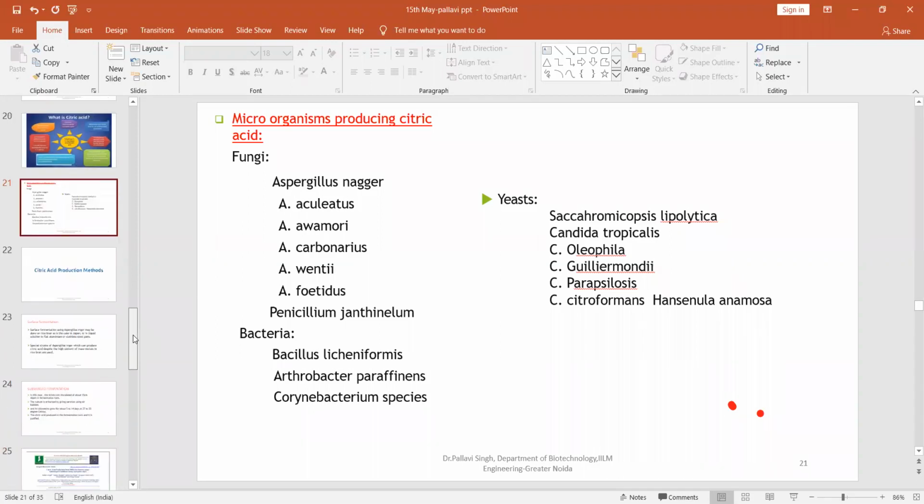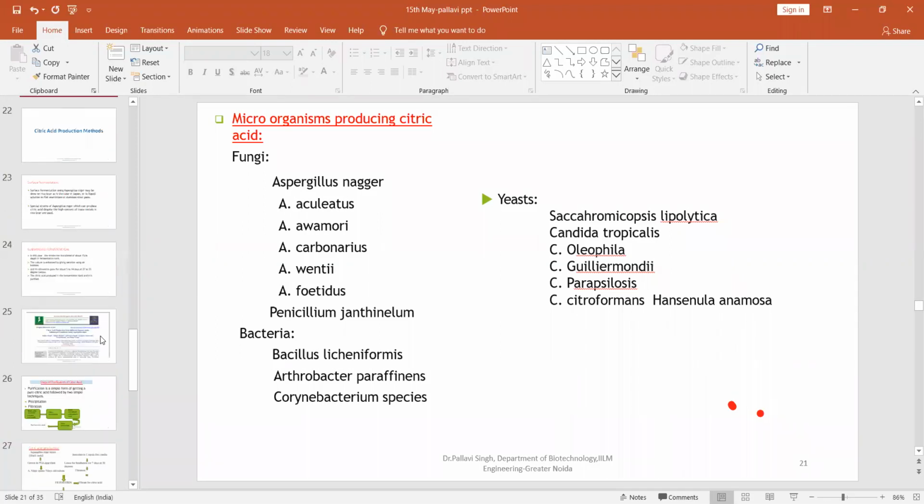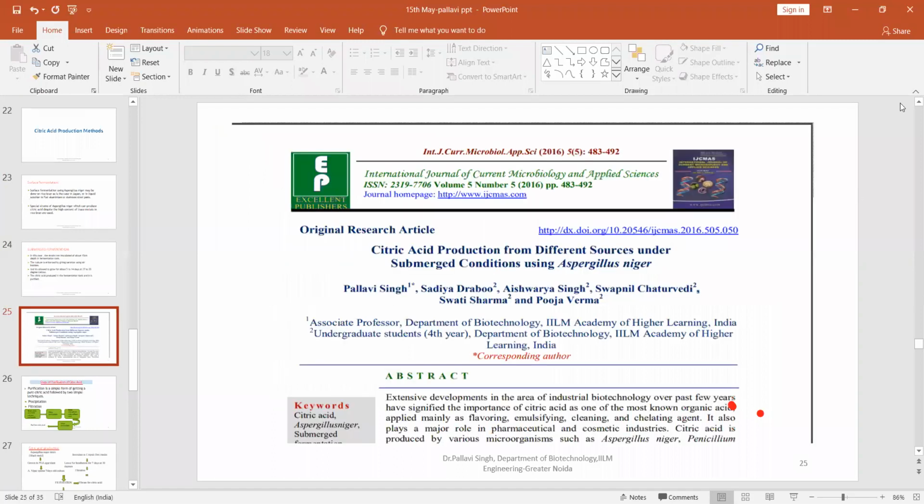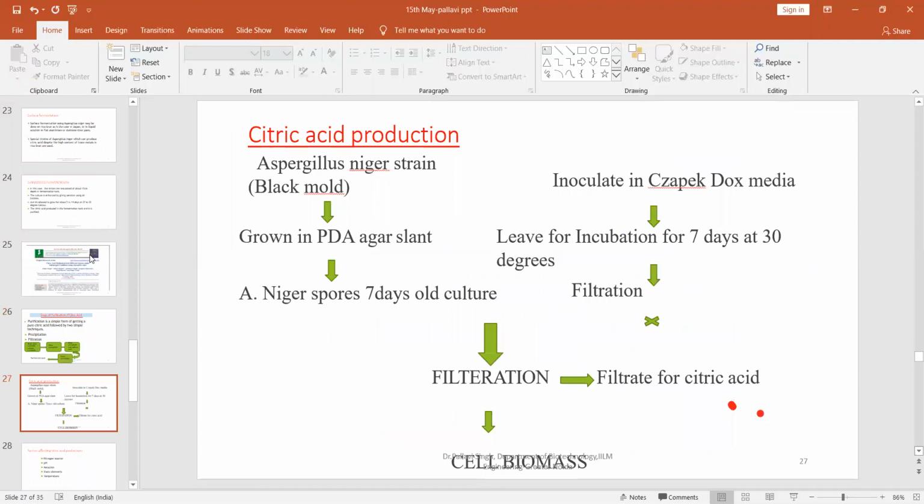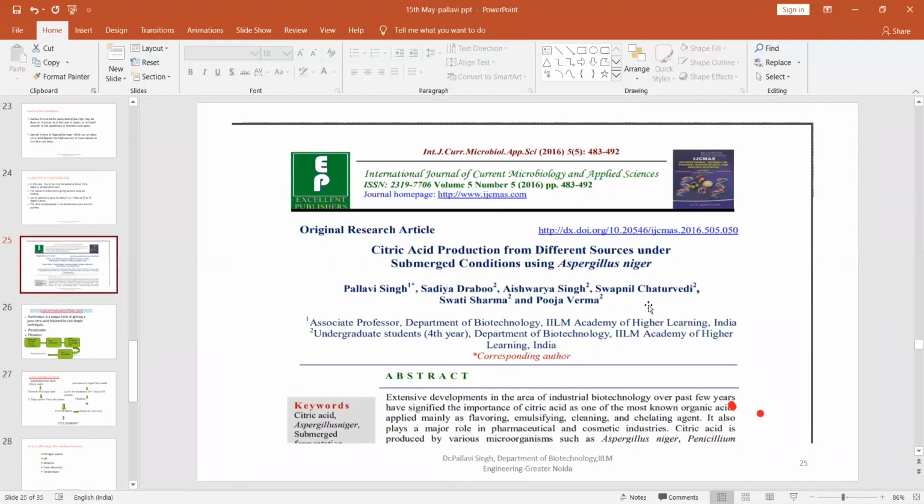I want to show you my research paper where we worked on the production of this. This is a paper from back in 2016. One group of my students in ILMCT worked on the production of citric acid from Aspergillus niger. As I was telling you, batch and fed batch mode is preferred. So we isolated Aspergillus niger, which is a fungus, from different sources.